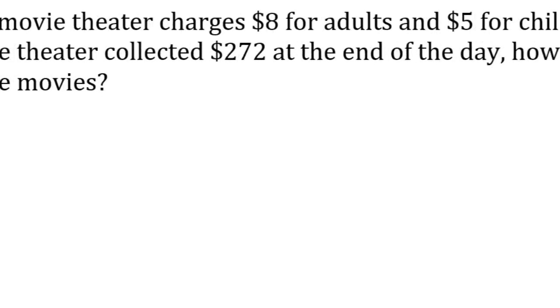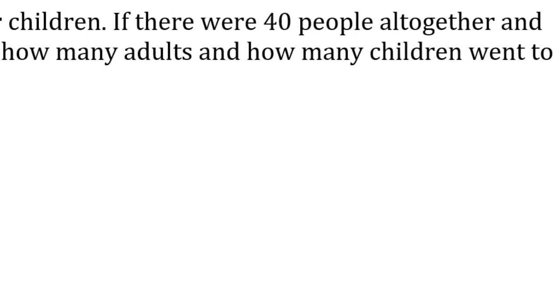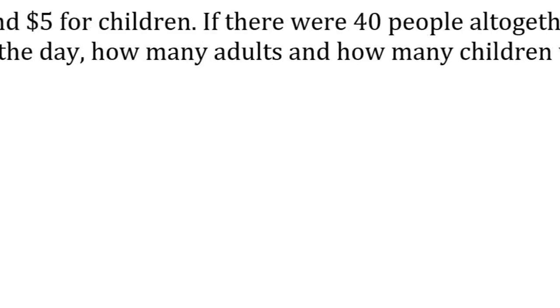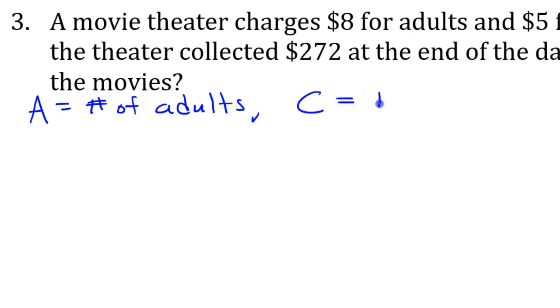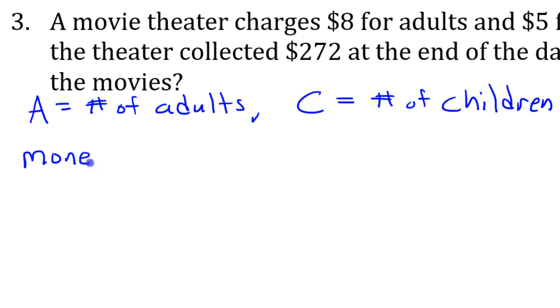As always, we start by defining our variables. Look at what you are being asked to find. How many adults and how many children? So let's let A equal the number of adults, and let's let C equal the number of children. Okay, once again, we are going to have a money equation and a quantity equation. This is very common.